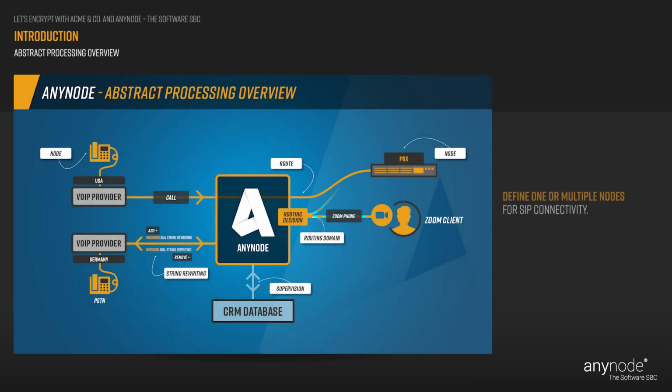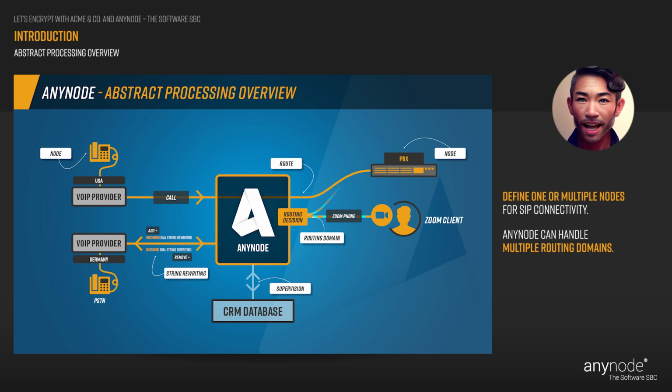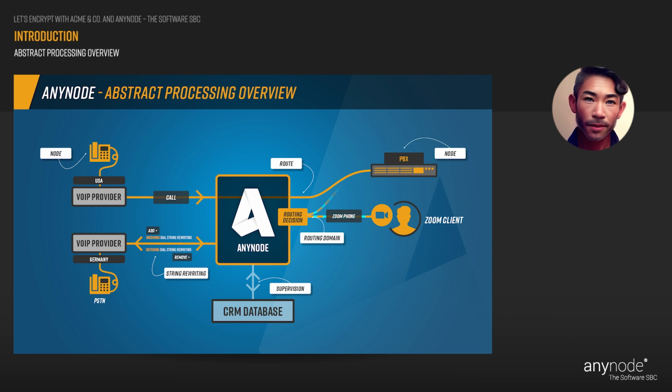Abstract Processing Overview. You can define one or multiple nodes for SIP connectivity through anynode, and routing decisions can be made among these nodes using one or multiple routing domains. While anynode can handle multiple routing domains, most standard scenarios work fine with just one.